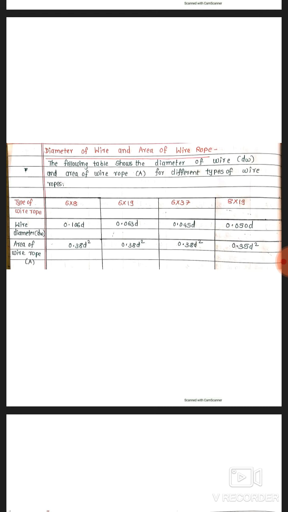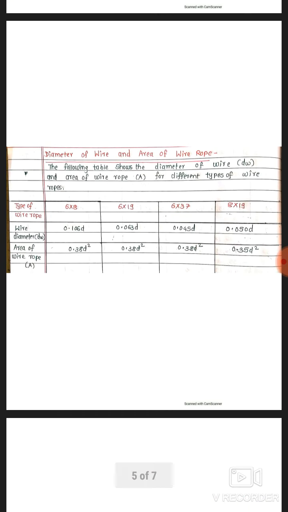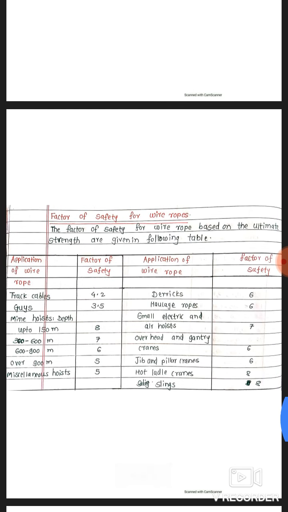If we consider the area of wire rope, A, for 6 by 8, A is equal to 0.38 d square. For 6 by 19, A is equal to 0.38 d square. For 6 by 37, A is equal to 0.38 d square. For 8 by 19, A is equal to 0.35 d square. This is about the wire diameter and area of wire rope. Many empirical equations are used in this wire rope unit.